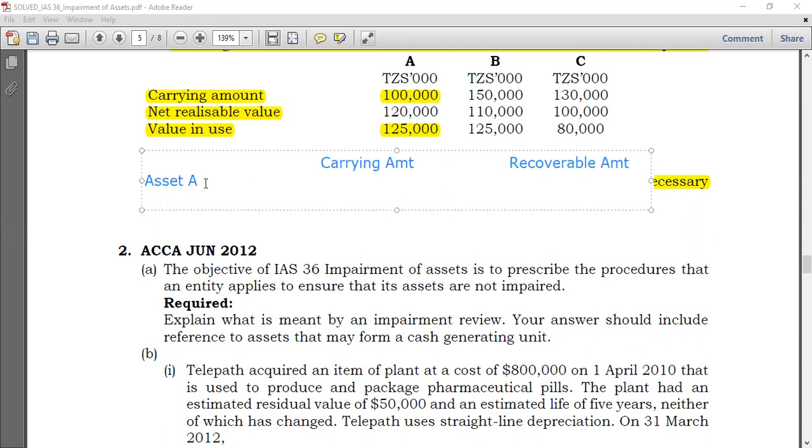Now starting with asset A, what is the carrying amount of asset A? Asset A's carrying amount, we see it is $125,000. Sorry, it's $100,000. So we write $100,000 here. You see it? All right. Now we go to the recoverable amount. You take the higher of the realizable value and the value in use. Now, realizable value is 120,000. Value in use is 125,000. Which is greater? Tell me, which is greater here?